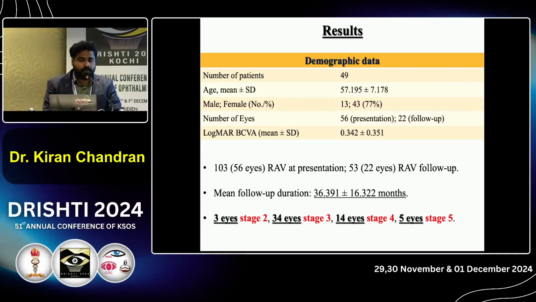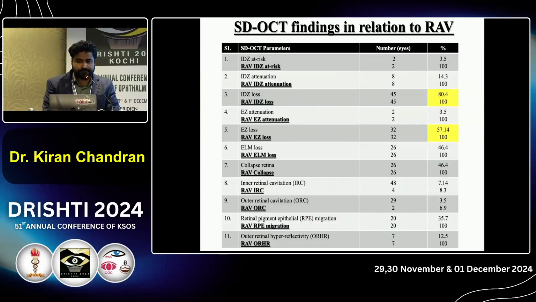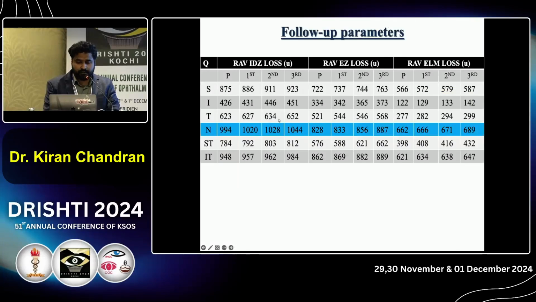with a mean follow-up duration of 20 to 52 months and majority of eyes had stage 3 disease followed by stage 4 and stage 5. So as you can see in this table, majority of the OCT findings had a direct correlation to the presence of RAV. All outer retinal changes ranging from IDZ, EZ and external limiting membrane had an associated RAV to it. Followed by retinal pigment epithelial migration as well as outer retinal hyperreflectivity. So the most common associated RAV finding was with IDZ loss as well as EZ loss.